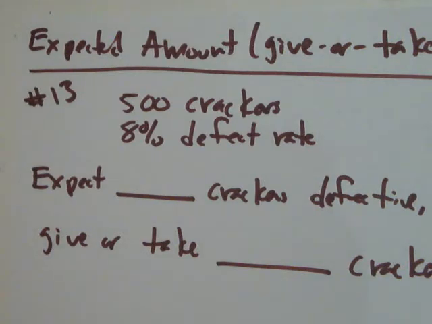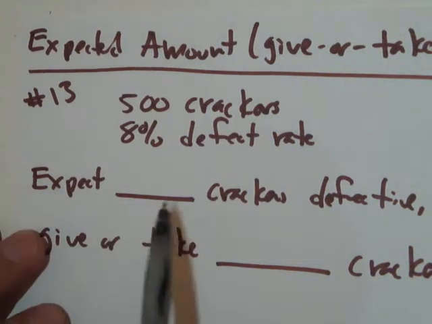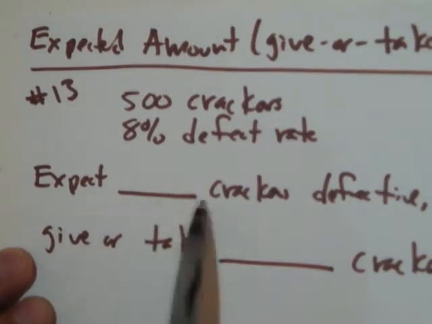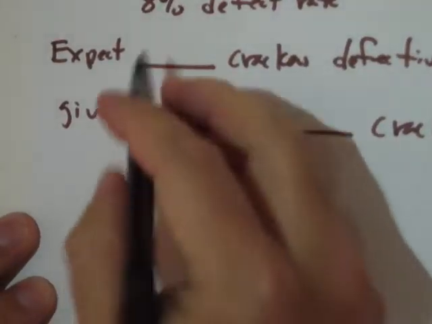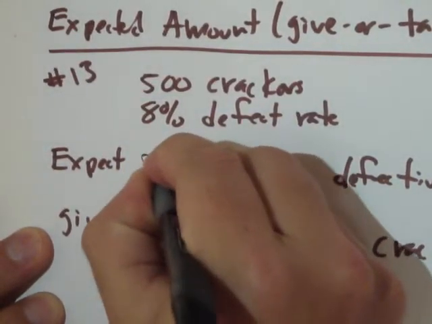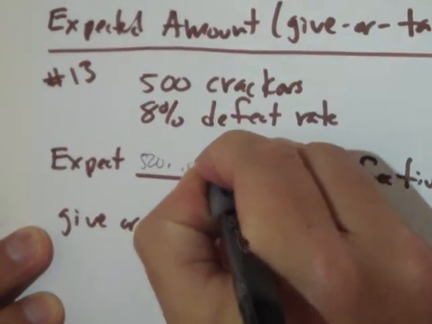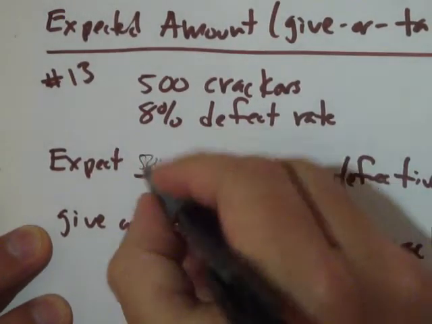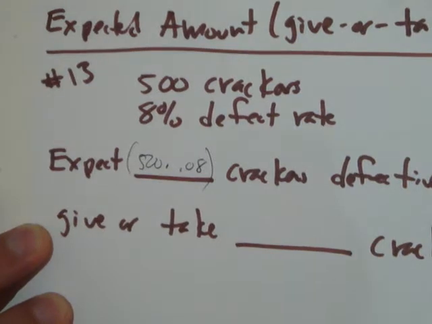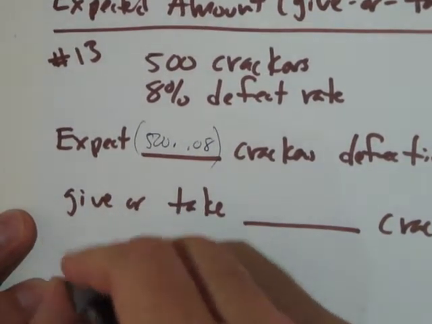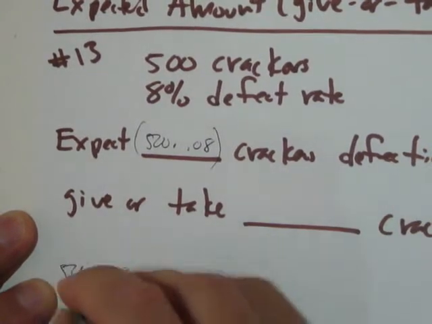It might be a little more, a little less, because we saw from sampling, like rolling the die, that just because there's an 8% defect rate doesn't mean that our sample is going to have exactly 8% messed up. So we're going to figure out how many crackers we expect to be defective, and give or take how many. The expected number is easy. All we have to do is 500 times 8%, so 500 times 0.08. Whatever we get will give us how many crackers we expect to be defective.